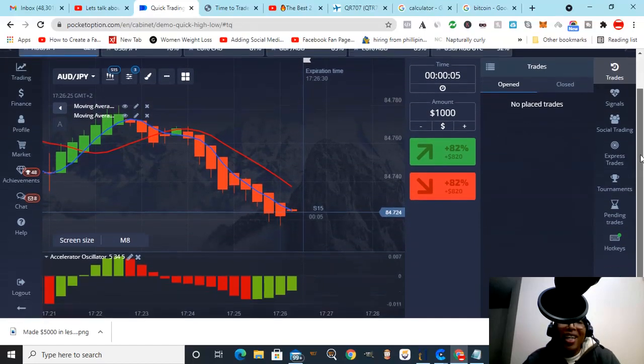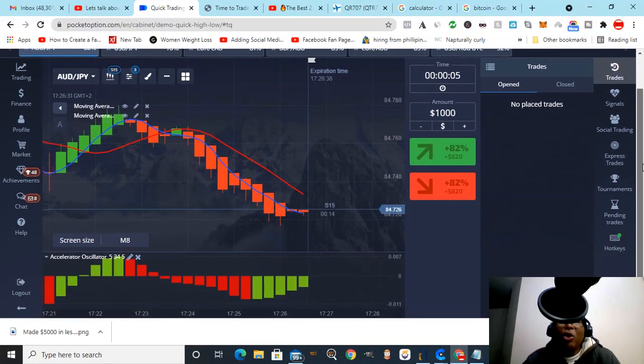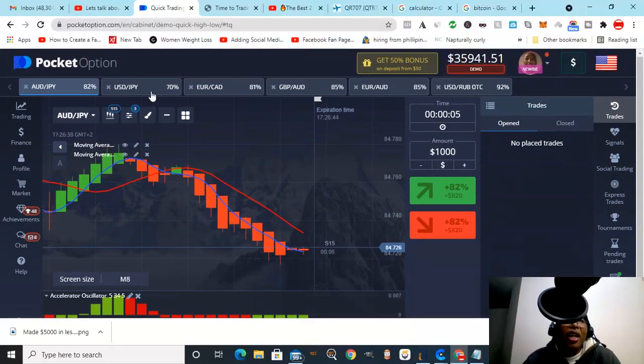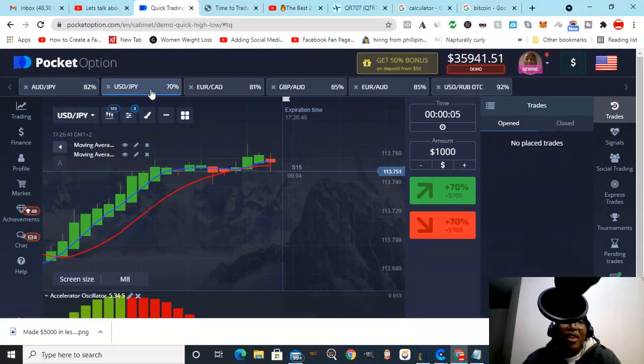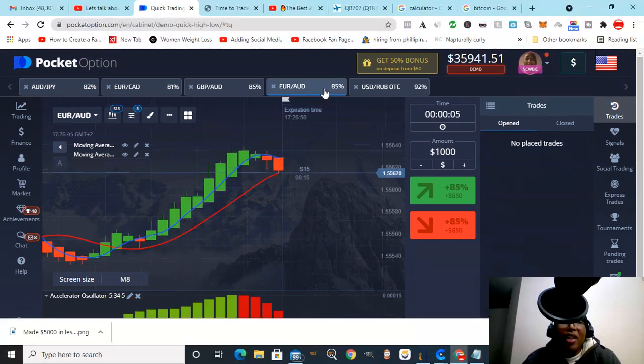Guys, okay, here we're going to take another trade. I'm just analyzing the market here. Let's take another pair. This is only paying 70%. Let's take the ones that are paying higher. This one here is paying 85%. Euro AUD, okay? All right, guys, we're bidding $1,000, 5-second trade.